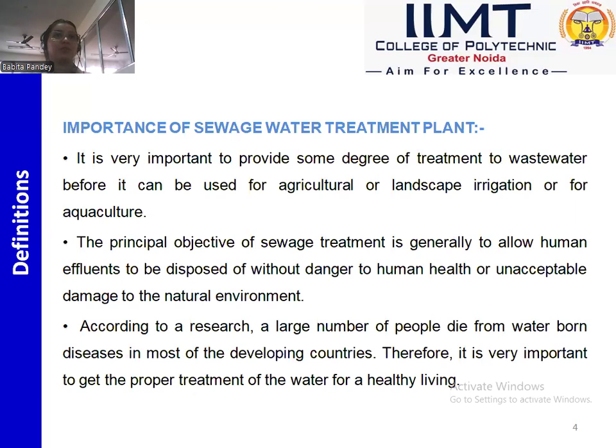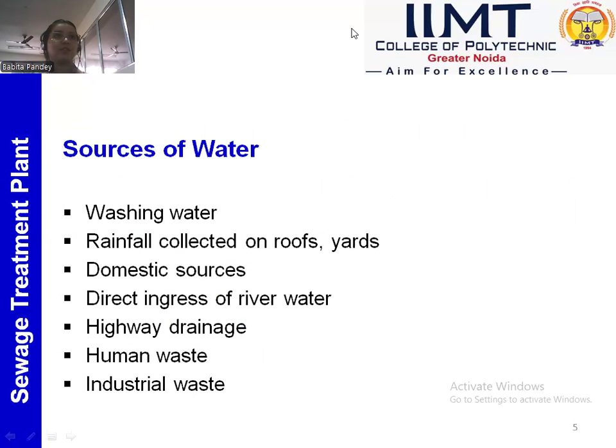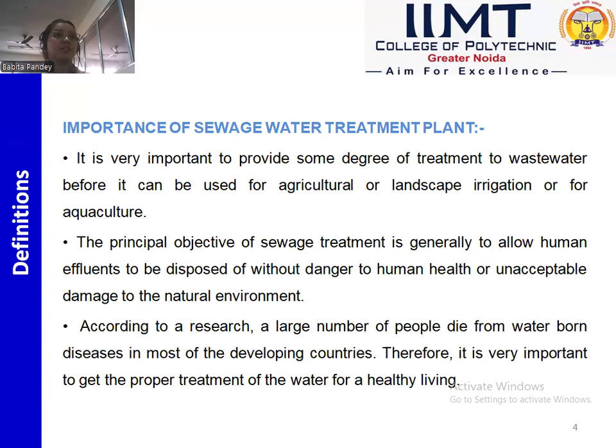Importance of sewage treatment plant. Now, let me tell you the importance of a sewage treatment plant, and why we need it. Basically, for understanding anything, we should know the need for it. It is very important to provide some degree of treatment to wastewater before it can be used for agriculture and landscape irrigation. The principal objective of sewage treatment is generally to allow human effluent to be disposed of without danger.